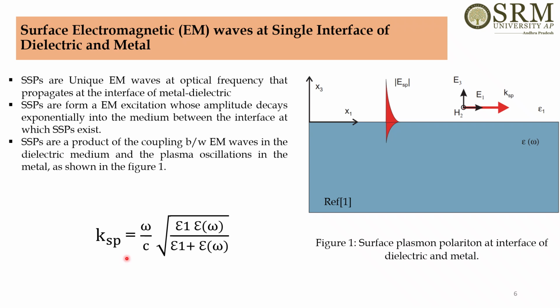This is the equation of the surface plasmon wave number: k equals omega by c times the root of epsilon 1 epsilon of omega divided by epsilon 1 plus epsilon of omega. Here epsilon 1 is the dielectric medium, and epsilon of omega is the metal.